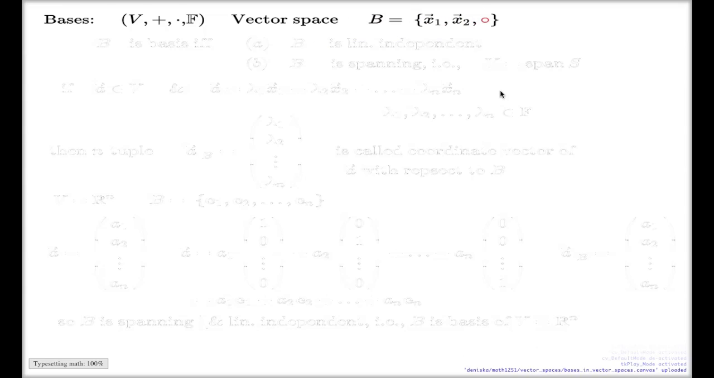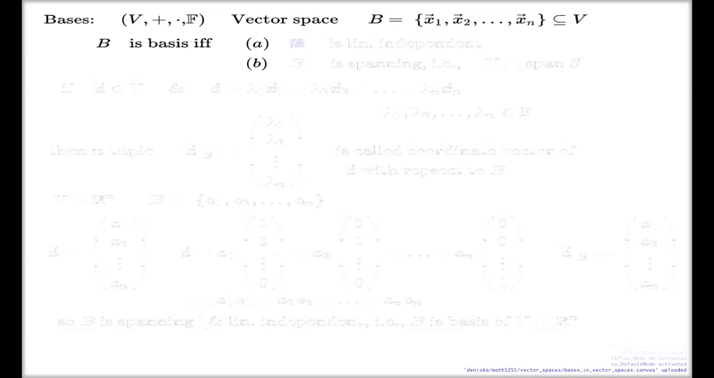So here what we do, if I have a vector space, here's my quadruple. And if I have a set of vectors fixed in my vector space, here's a new definition for you. This set is called basis. The set B is called basis when two things are satisfied, which I call A and B.